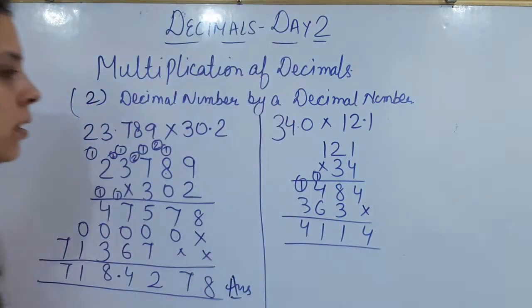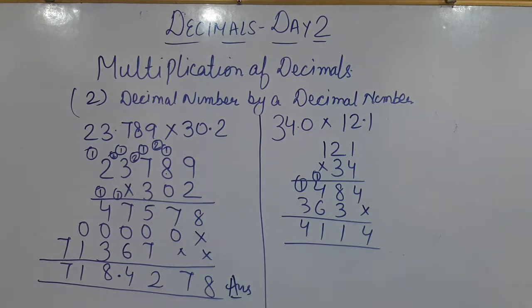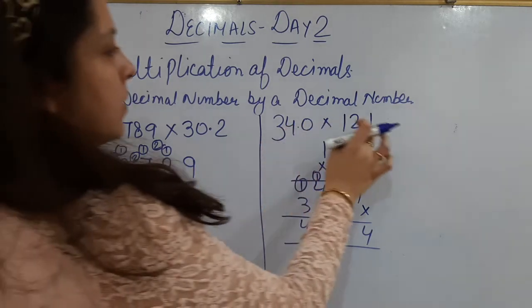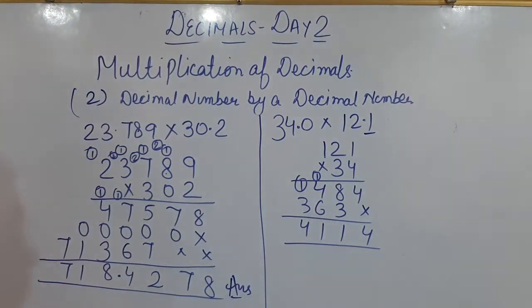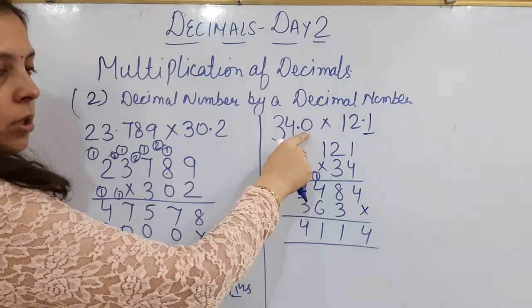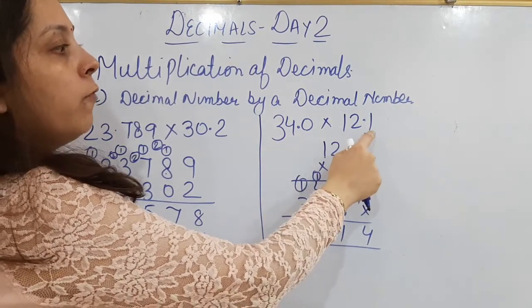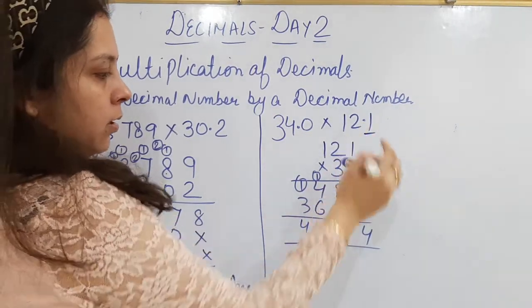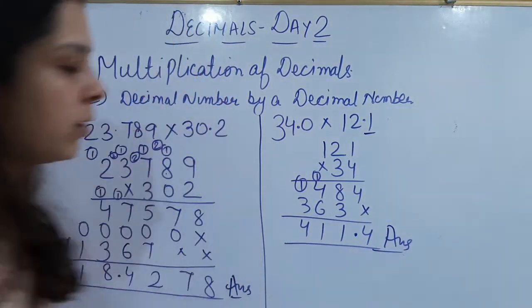Okay, now see, count the decimal places. When you count the decimal places in the question, you will get 2 decimal places. But I will consider only 1 decimal place because while multiplying, I have ignored this digit, 34.0, I have ignored this digit. So I will consider only 1 decimal place. So I will put a decimal point here. So 1.4 is the answer.